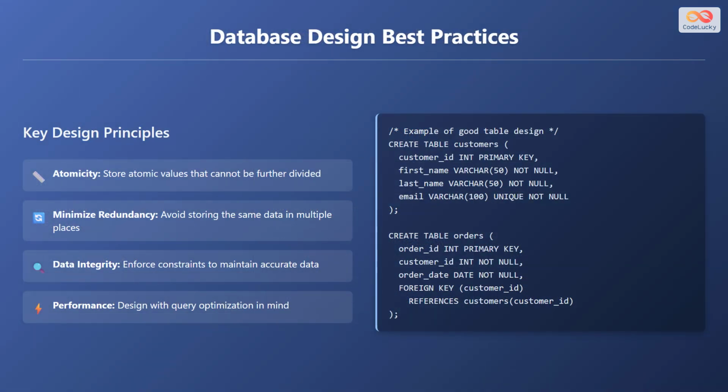When designing a database, there are some best practices that should be taken into consideration. Atomicity means storing atomic values that cannot be further divided. Minimize redundancy. Avoid storing the same data in multiple places. Data integrity. Enforce constraints to maintain accurate data. And performance. Design with query optimization in mind. This is an example of a good table design.